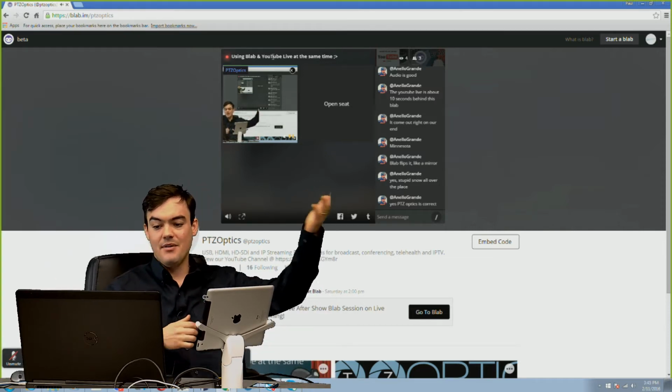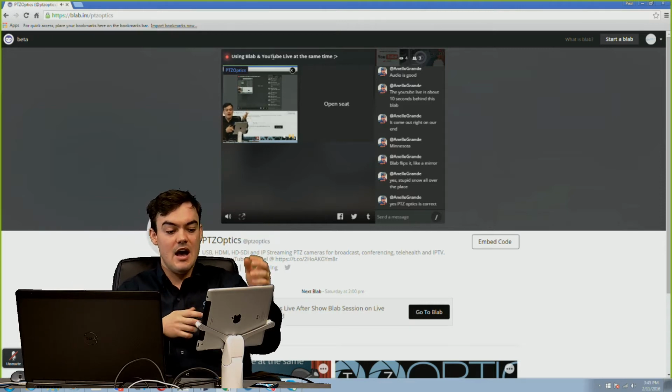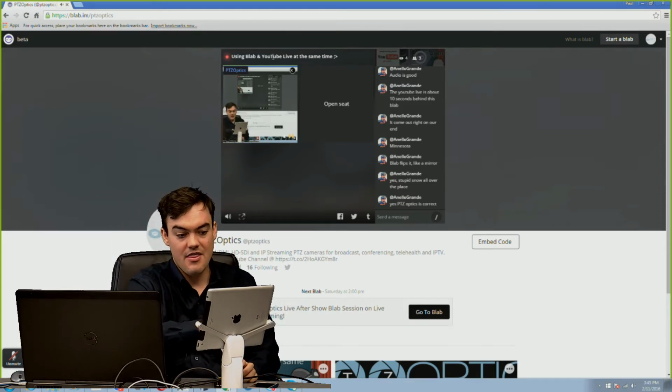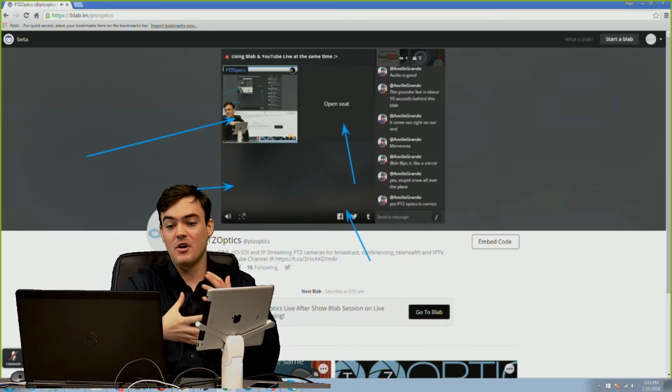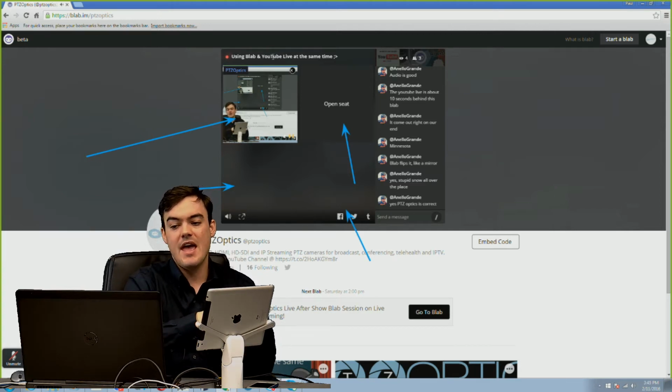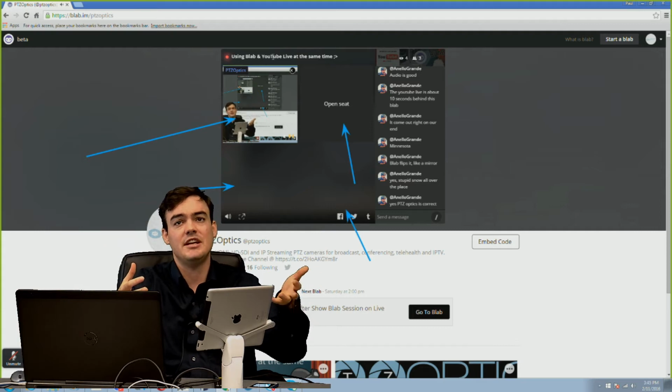So this is Blab, everybody who's never seen Blab before. Basically, I can use my arrow here. This is like one of 4 squares. So there's 1 square there, 1 square there, 1 square there. People can join in if they want to. And basically, it becomes kind of like a collaboration experience.